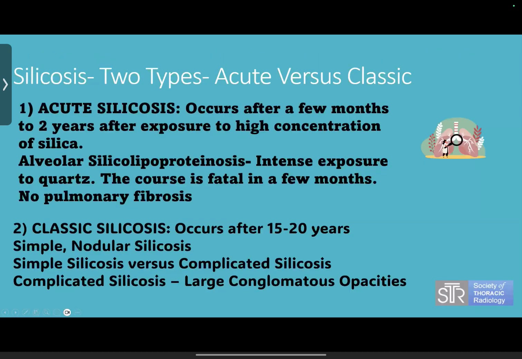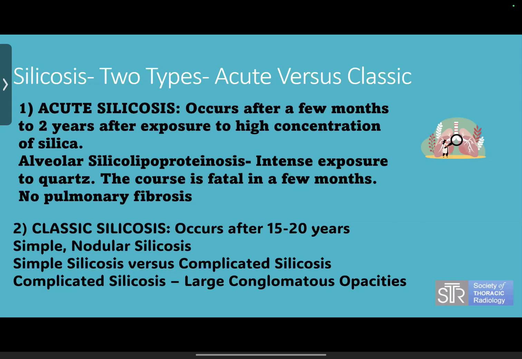Okay, so let's go on to silicosis. There are two types: acute versus classical. The acute silicosis occurs after a few months, usually from a few months to 2 or 3 years, after exposure to high concentrations of silica.